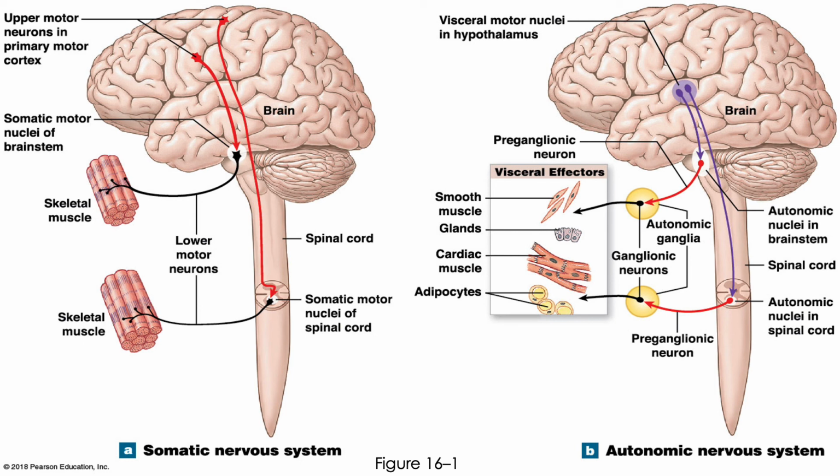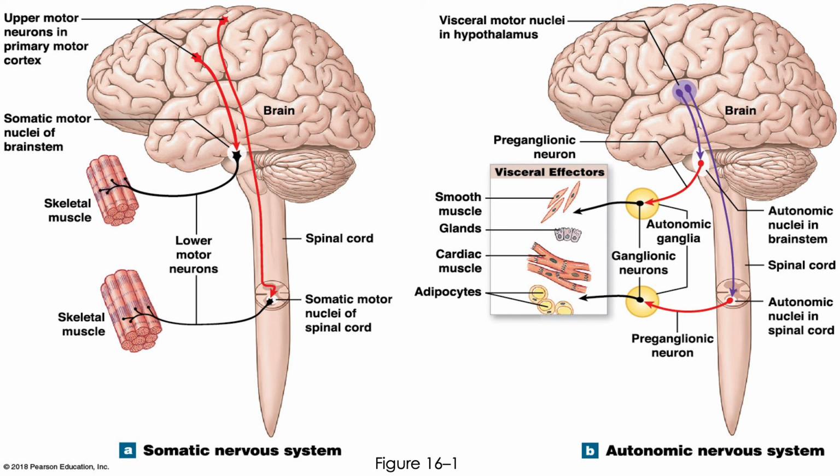Those upper motor neurons are going to descend from the primary motor cortex of the cerebrum and then synapse in one of two places. On the left, you'll see that it synapses on the somatic motor nuclei of the brainstem, and then the example on the right has the axon extending all the way down into the spinal cord, and then it synapses on the somatic motor nuclei of the spinal cord. In both of these situations, once those upper motor neurons synapse on those locations, then the lower motor neurons are responsible for carrying the information out to the skeletal muscle, of which we have voluntary control to allow us to move. So let's compare this with the image on the right, which is the autonomic nervous system.